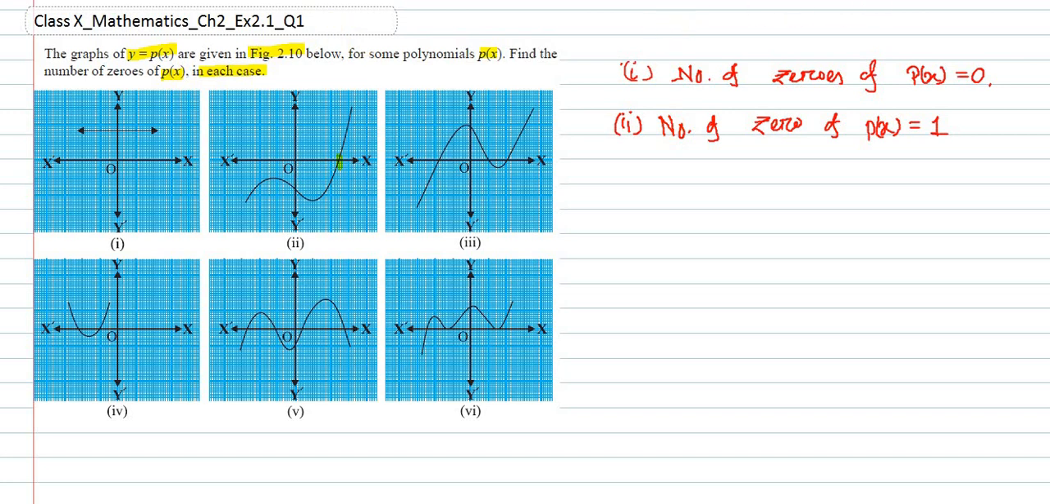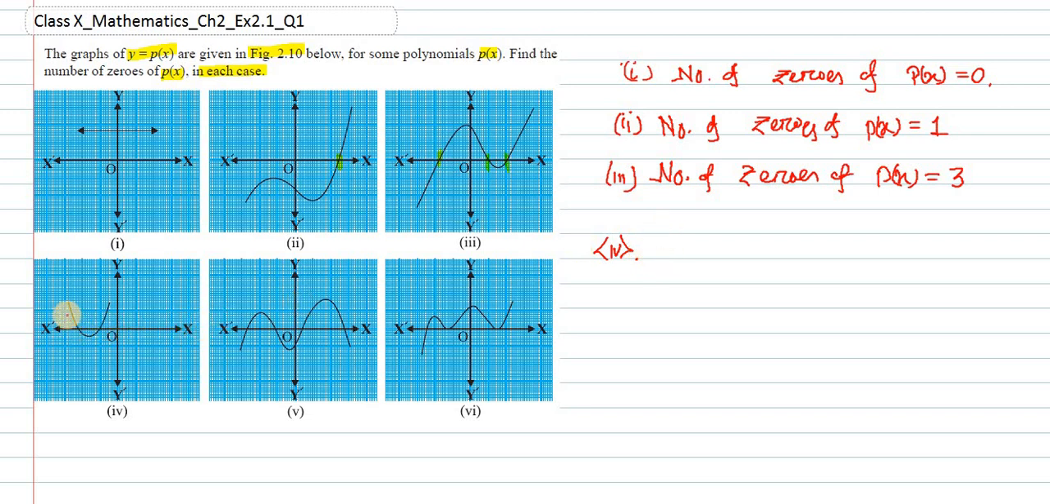Now let's look at question number 3. In the third, you see how many times it crosses the x-axis. It crosses once here, once here, once here, and once here. So the total number of times the curve has crossed the x-axis is 3. Therefore the number of zeros of p(x) will be 3 in this case, because it has crossed the x-axis 3 times.